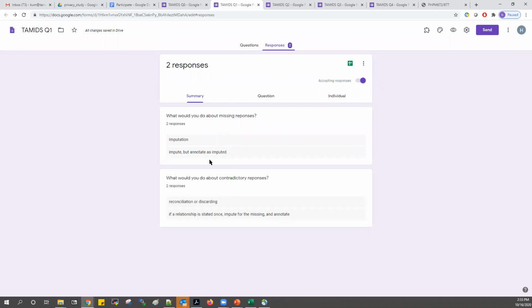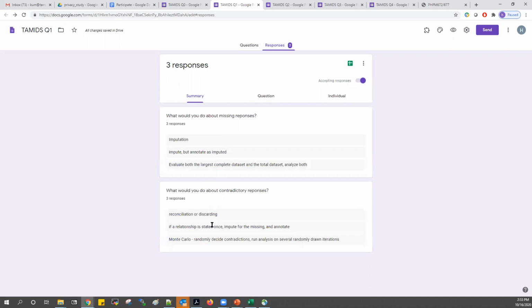And then I have another person who said to impute, but annotate that it was imputed so that you can backtrack if you need to. Imputed responses are not the same thing as real responses. So you want to annotate them and make sure you can do another sensitivity analysis, one without the imputation and one with the imputation, right? This person said, if a relationship is stated once, impute for missing and annotate.